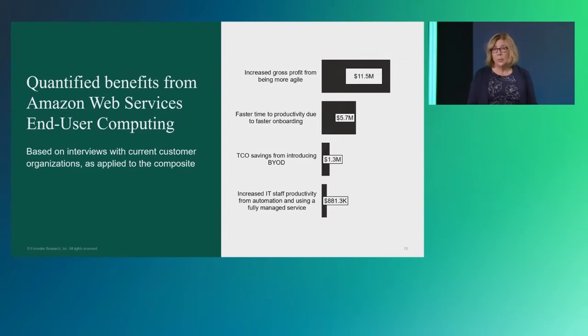TCO savings from introducing BYOD was a third business benefit. So the interview decision makers said that having AWS EUC services meant that they could introduce a BYOD model. And so employees and contractors could choose to use their own personal device, which means that these organizations could reduce, if not completely eliminate, the practice of purchasing physical laptops and desktops, having to provision and ship them to their employees and their contractors. And then the fourth business benefit was increased staff productivity.